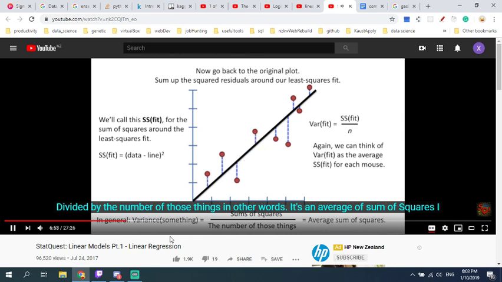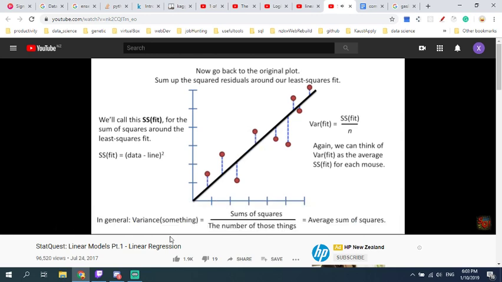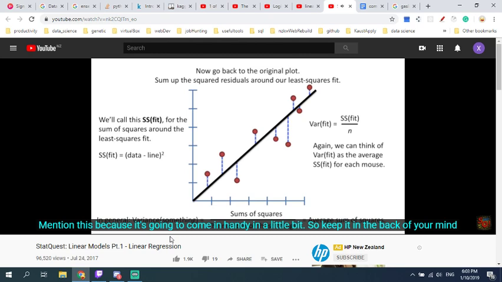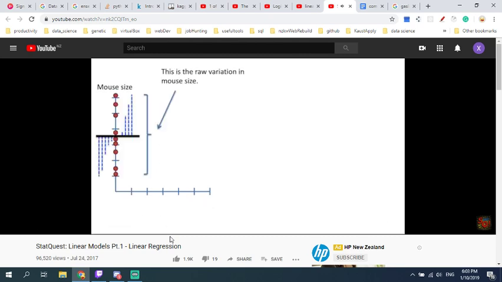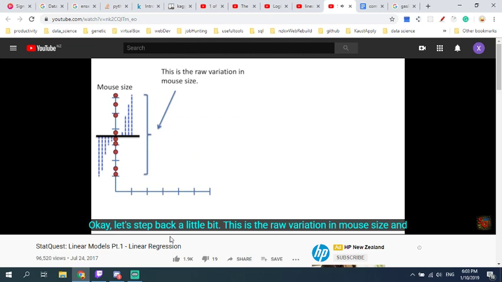In other words, it's an average of sum of squares. I mention this because it's going to come in handy in a little bit, so keep it in the back of your mind. Okay, let's step back a little bit.